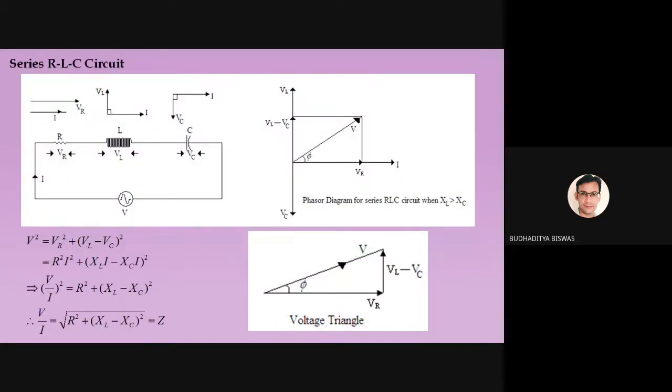Come to this one. This is the series RLC circuit. What happens if we connect a pure AC across a series RLC circuit? This is the figure. The voltage across the resistance is VR. The voltage across the inductance is VL. The voltage across the capacitance is VC.